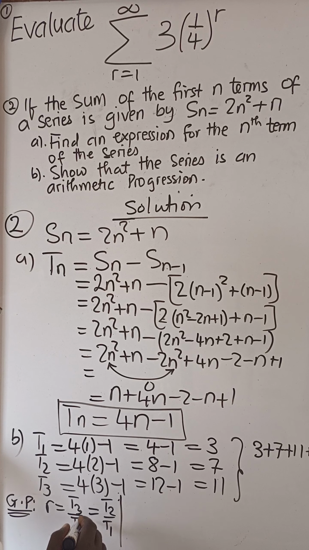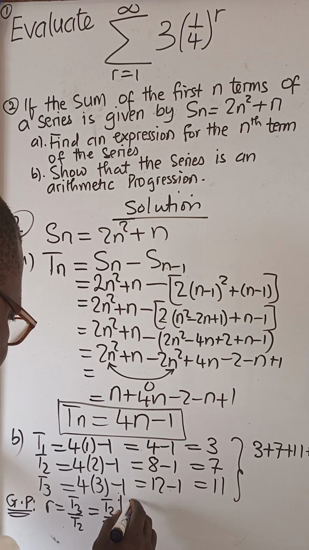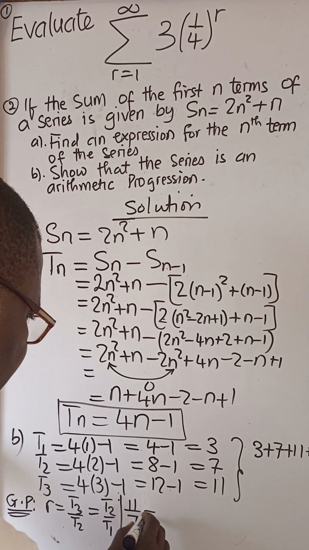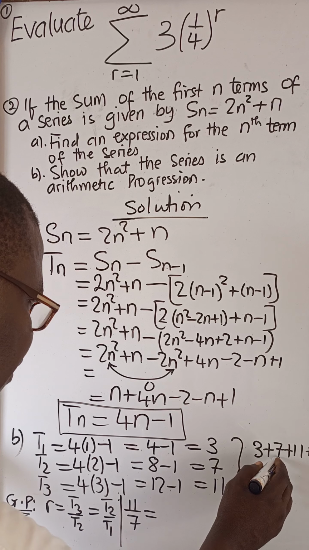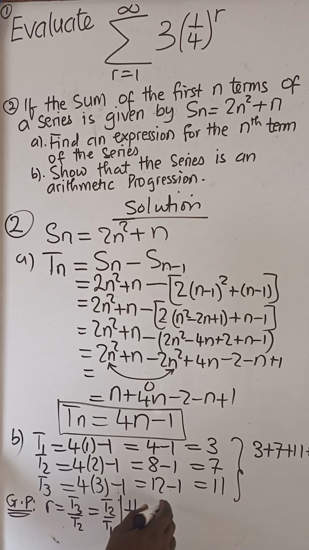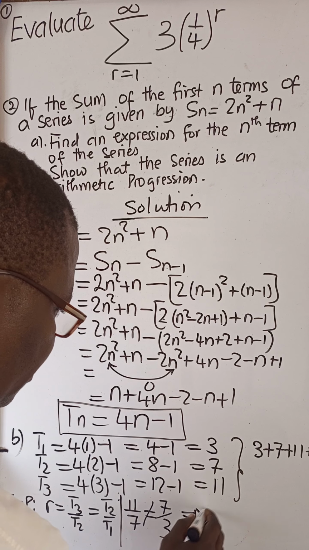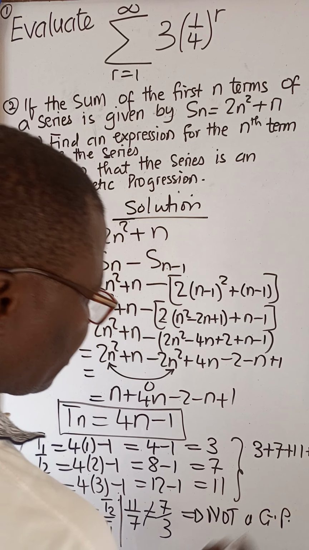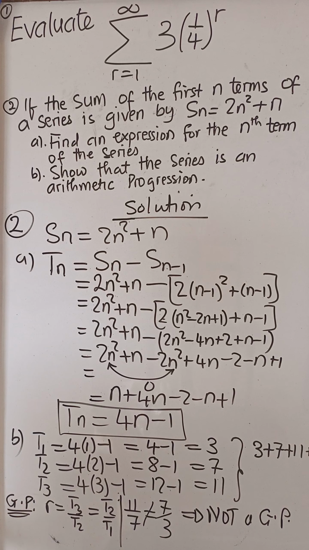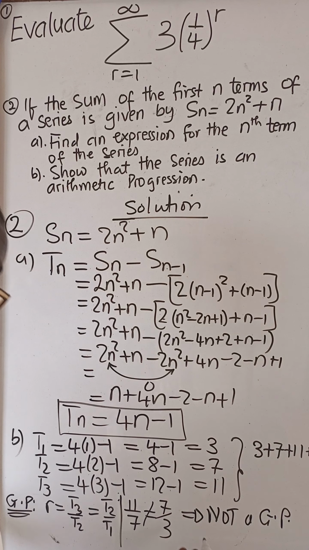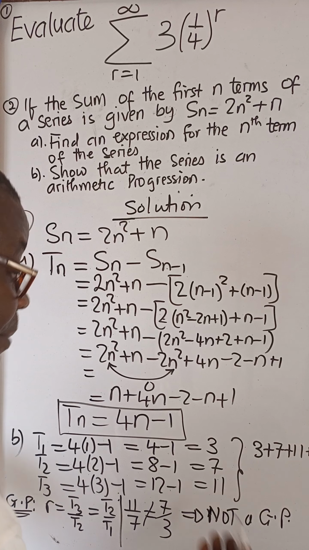Now T3 divided by T2, this is our T3, 11 all over T2, T2 is 7. Is it the same as T2 divided by T1? 7 all over 3. Is 11 all over 7 the same as 7 all over 3? That is not true. Therefore, not a GP. All right? This was just in case someone was doubting, because the question already told us that it's an AP. So there's no place for this. This was just for someone who might be doubting.